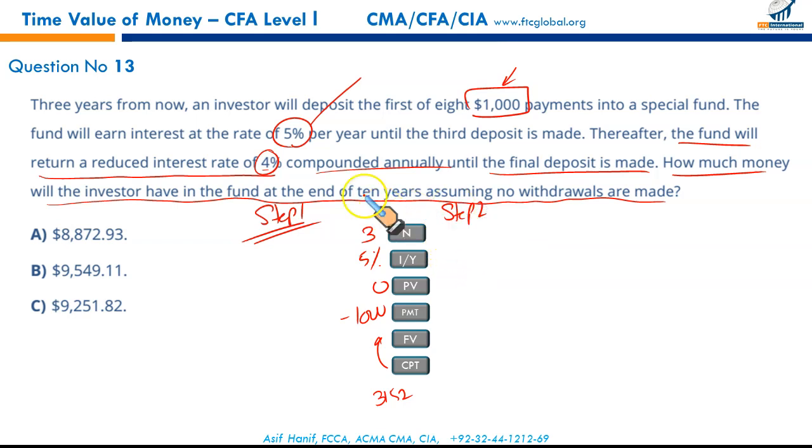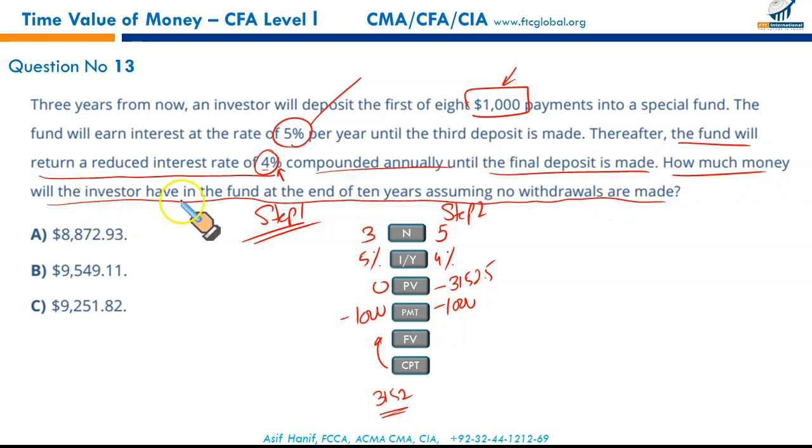Now the remaining period is 5 years. The interest rate will fall from 5% to 4%. This investment at the end of period 3 will be reinvested as present value. Consider it as a negative, that is outflow, 3152.5. And you will resume paying $1,000 again. You will continue paying $1,000 till the end of the 10th year, right?